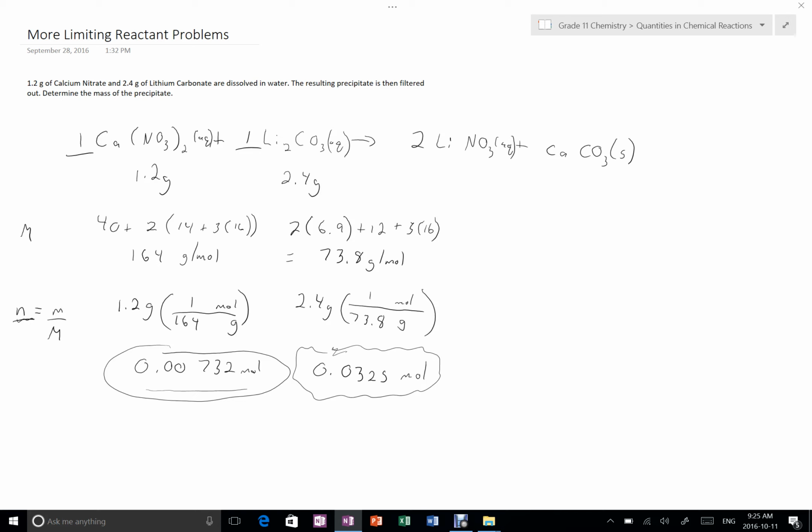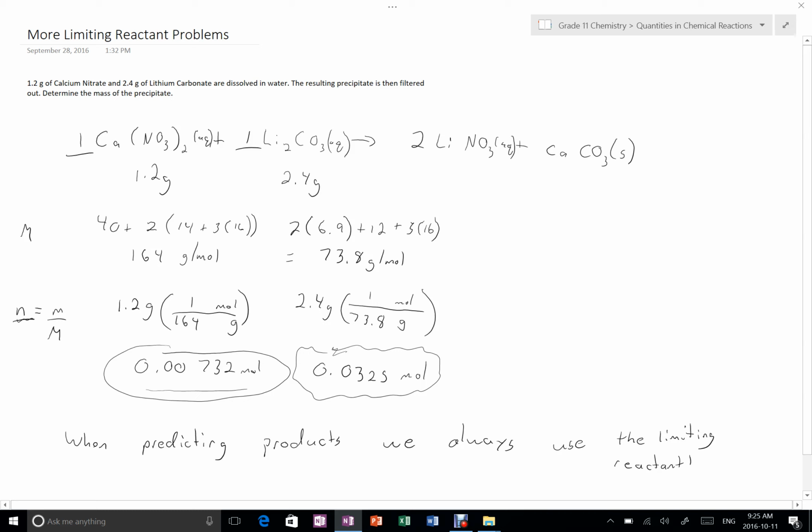So when predicting products, we always use the limiting reactant. So this is the product that I want to predict. It's in a 1-to-1 ratio with the limiting reactant. I'm going to cross out the other number lightly so I can still see what it was, but so that I don't accidentally use it. I'm going to put an LR on this one. That's my little code to say that was the limiting reactant.